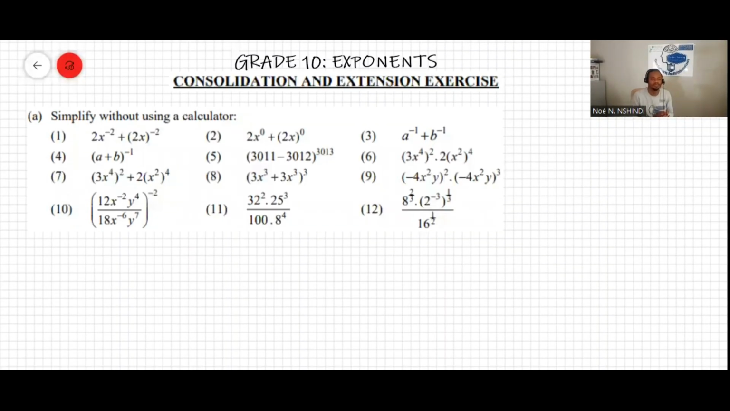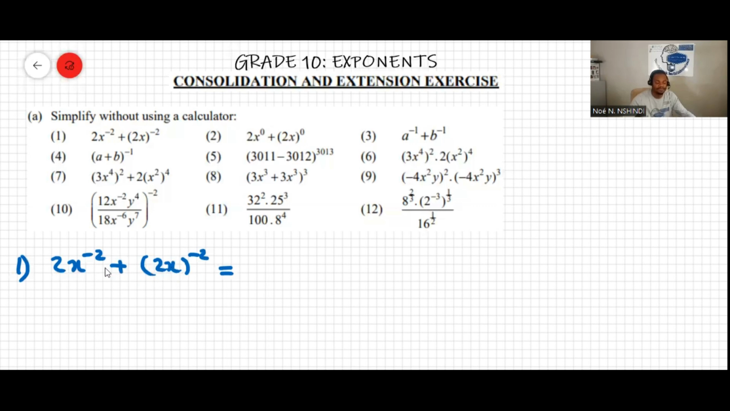Well, now we're going to do a consolidation and extensive exercises. We have here question A1, let's write here: 2x to the negative 2 plus (2x) to the negative 2, like that. There's a difference between these two terms. 2x to the negative 2 and 2x within the bracket raised to the negative 2 are different.